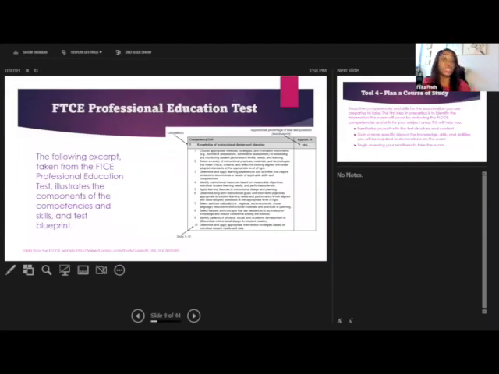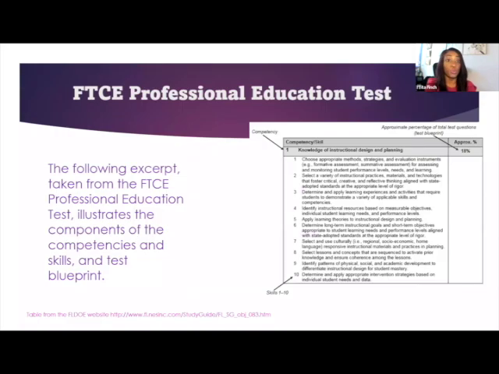All right, so we talked about the following excerpt. We know where our competency is, and we know where our skills are, and we know approximately how much is needed of us as it pertains to mastery. That's going to be on the actual test.